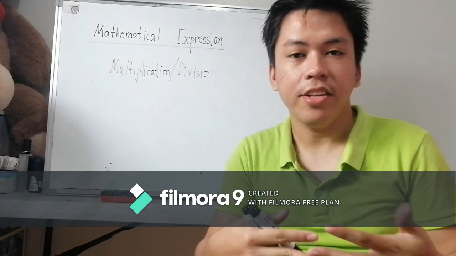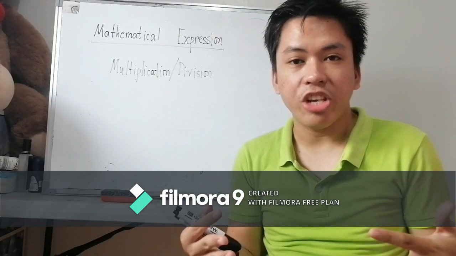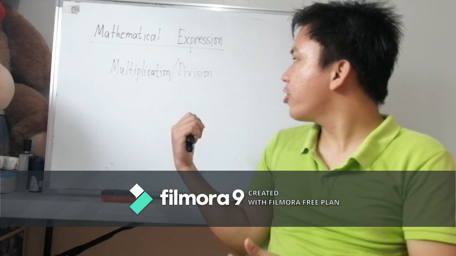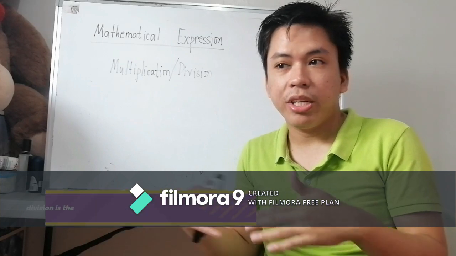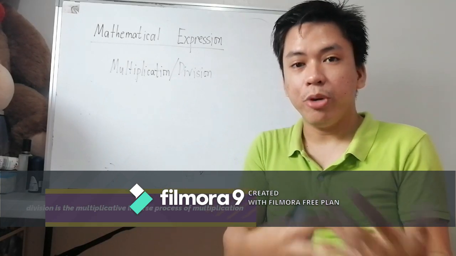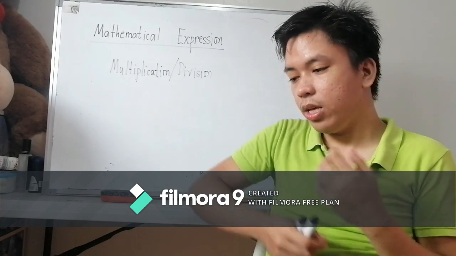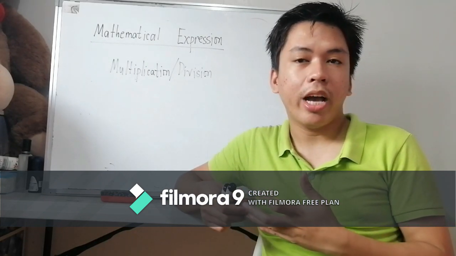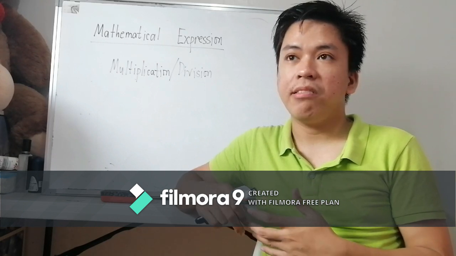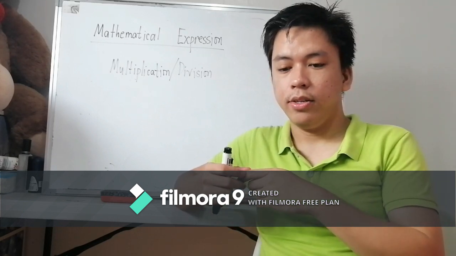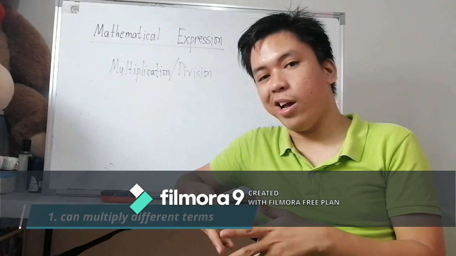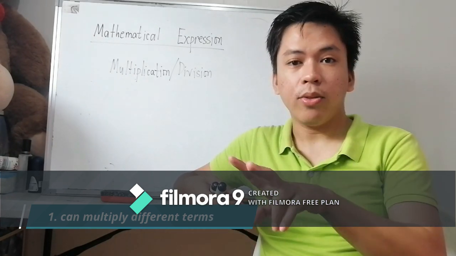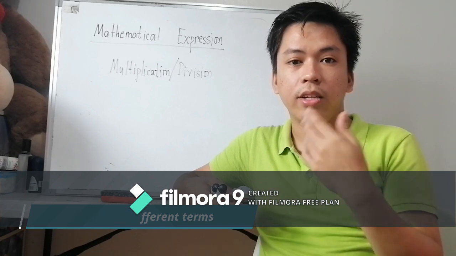That's it. Okay, so this time we'll talk about multiplication and division of mathematical expressions. Like addition and subtraction, multiplication and division go hand in hand, in the sense that division is actually the opposite, or the multiplicative inverse, of multiplication. Things that we have to remember when we multiply and divide mathematical expressions: number one is, regardless of the terms, even if they're different, let's say one is x, one is y, you can actually multiply them by putting them together. Let's say x and y, so you'll get xy.